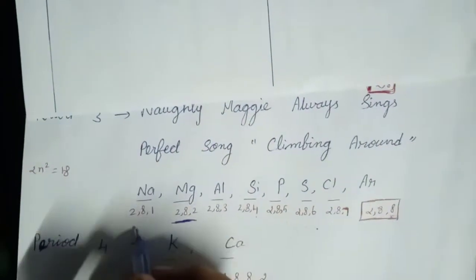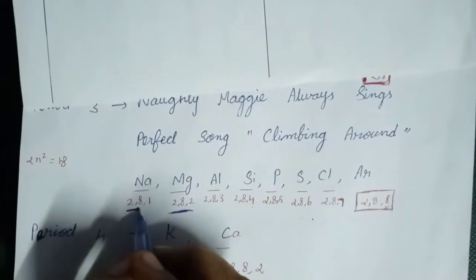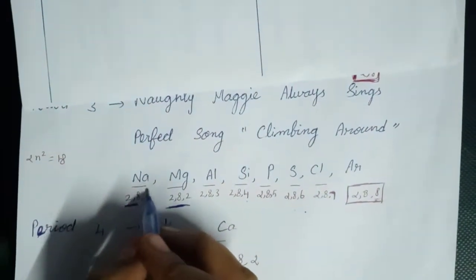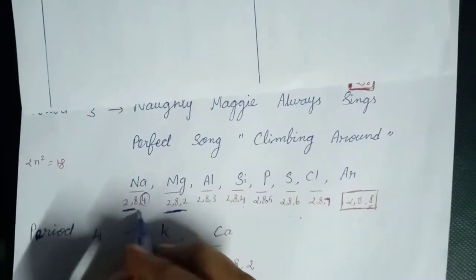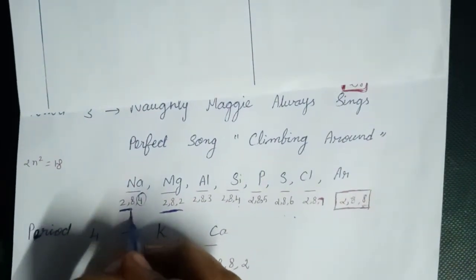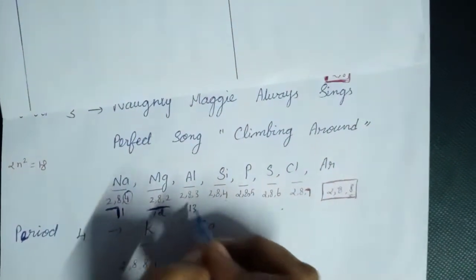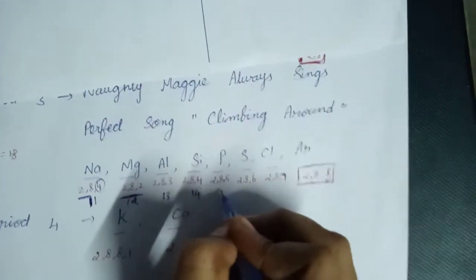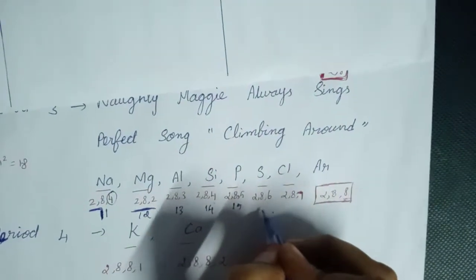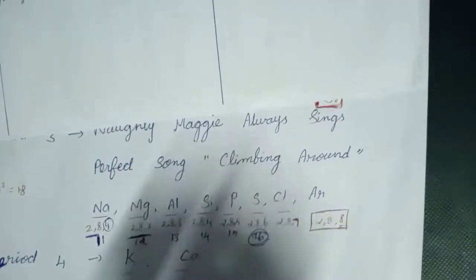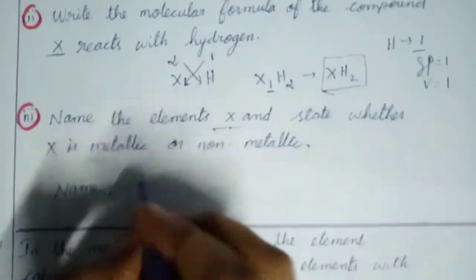So Na: first 2 shells are completed, and the next new electron enters the third shell. So by atomic number, sodium 11, magnesium 12, aluminium 13, silicon 14, phosphorus 15 and sulfur 16. So sulfur. Name the element: what is X? X is sulfur.